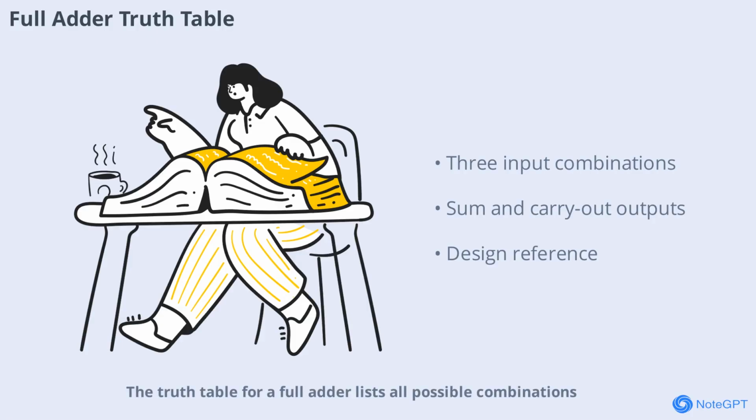The truth table for a full adder lists all possible combinations of the three inputs and their corresponding sum and carry-out outputs. This table is a valuable tool for understanding how the full adder processes different input scenarios. It's especially useful when designing or analyzing multi-bit addition circuits, as it shows exactly how each bit and carry-in affect the result.